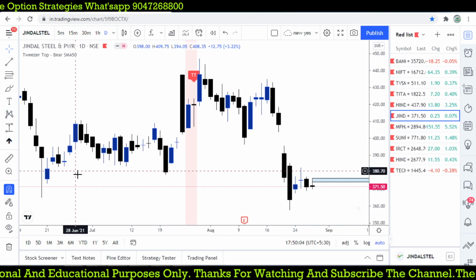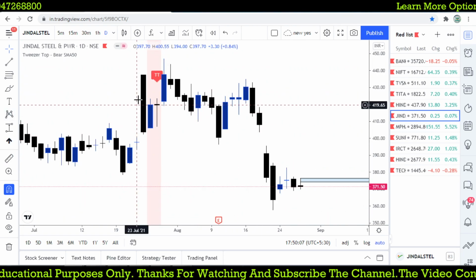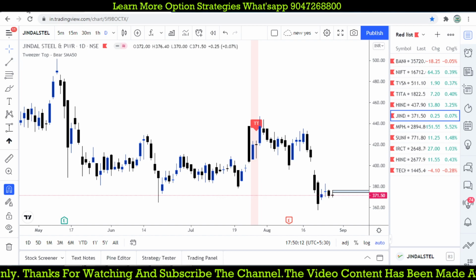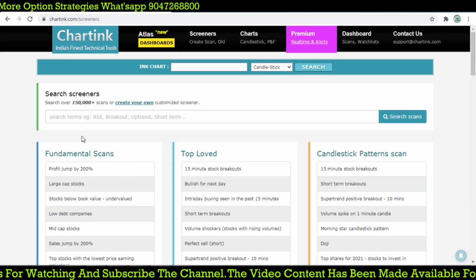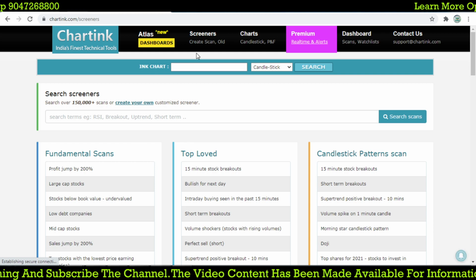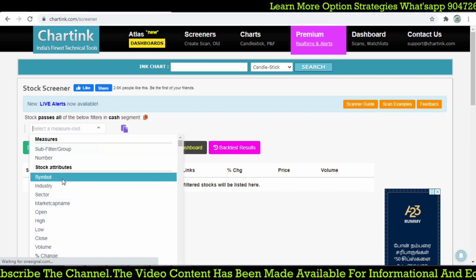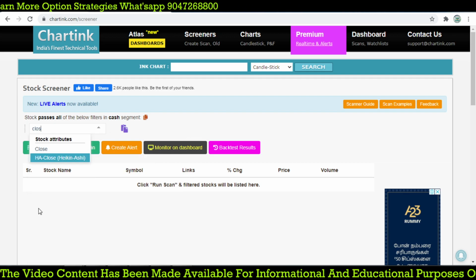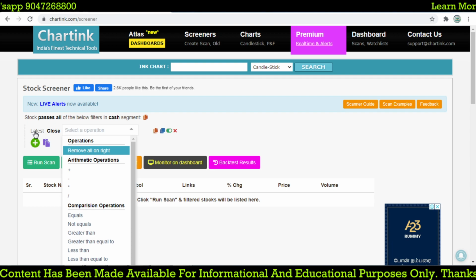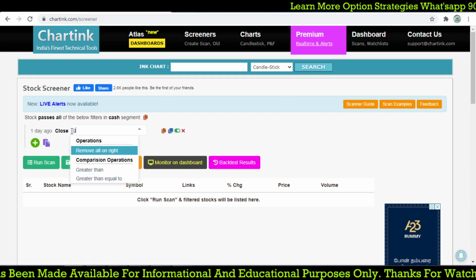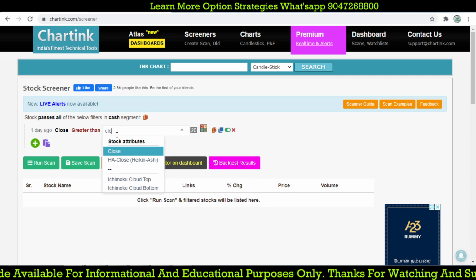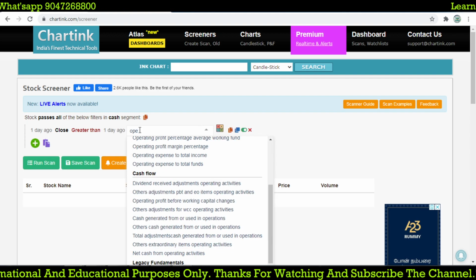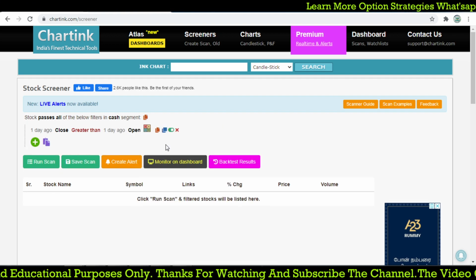To find that kind of pattern, and again here you can see there is a Twizzler top which forms, we are now going to create a scan in ChartInk, which gives you the easiest way to find such candlestick patterns. Simply, the close of 1 day ago should be the first candle, a green candle. The 1 day ago close is greater than the open of 1 day ago. Sorry, open, not close. And this should plot a green candle.